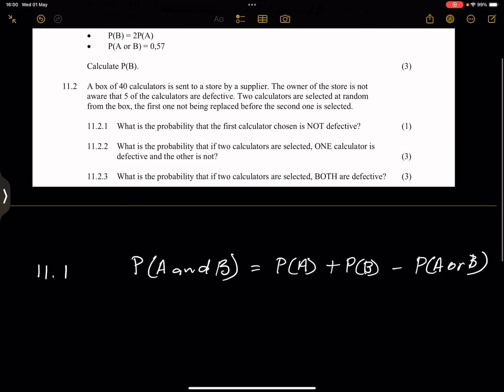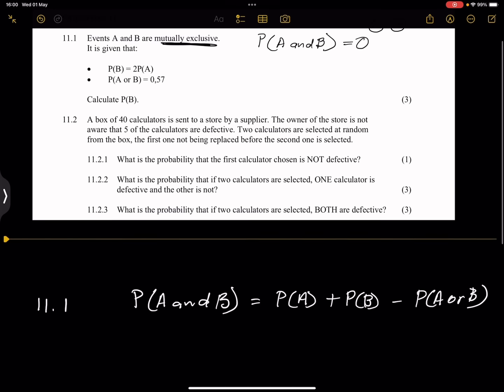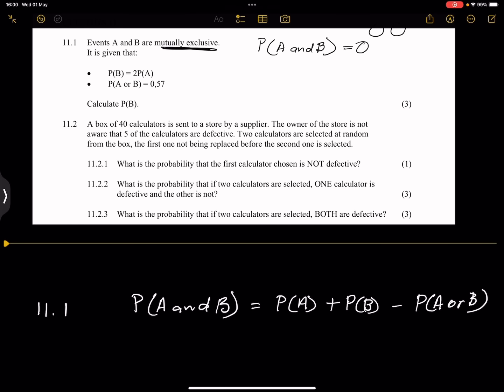Let's do that quickly. The probability of A and B, what do I already know? They're mutually exclusive, so that should be 0. Probability of A, this is what I want. No, actually, I'm looking for the probability of B rather. They said that the probability of B is 2 times the probability of A. So I'm going to leave this as the probability of A, and that means that the probability of B is 2 times the probability of A.